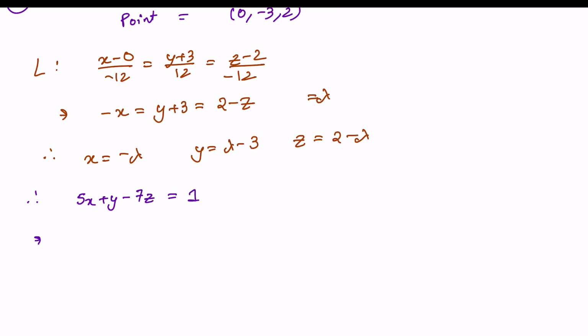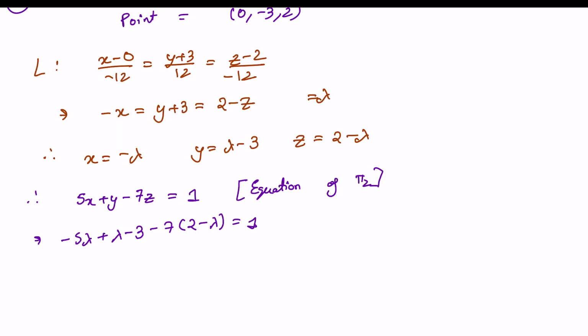equals 1. We can just place these lambda values in the equation of plane. This is the equation of pi 2. And then solve for the value of lambda. So minus 5 lambda plus lambda minus 3 minus 7 times (2 minus lambda) equals 1. When we simplify, minus 5 plus 1 plus 7 gives me 3 lambda. So you get 3 lambda equals 12. So lambda will be equal to 4.